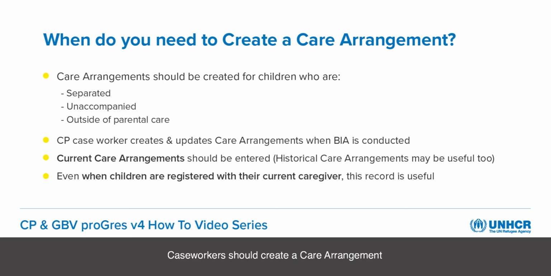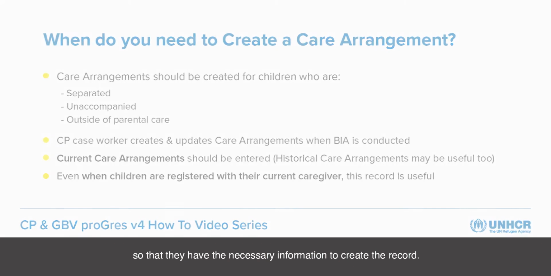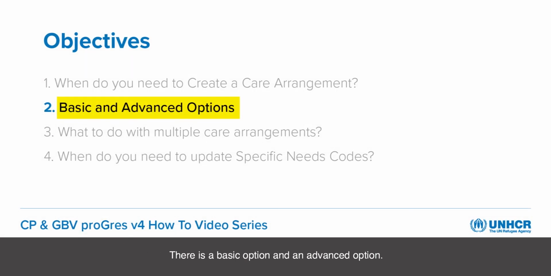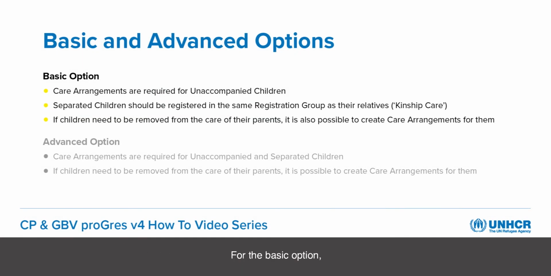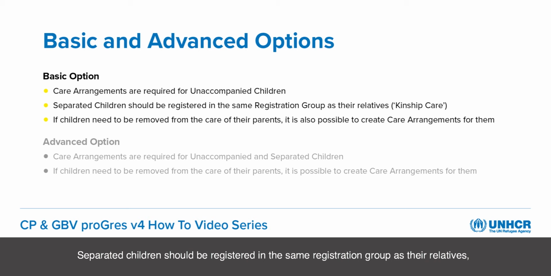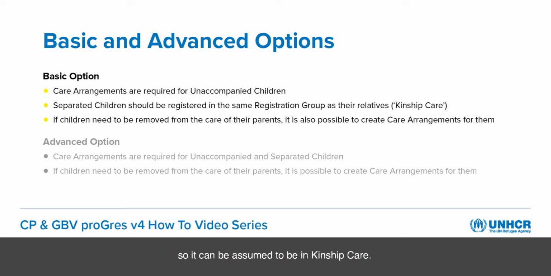Caseworkers should create a care arrangement after they have conducted a BIA for the child so that they have the necessary information to create the record. There is a basic option and an advanced option. For the basic option, care arrangements are usually only required for unaccompanied children. Separated children should be registered in the same registration group as their relatives, so can be assumed to be in kinship care. If other children need to be removed from the care of their parents, it is also possible to create care arrangements for them in order to keep track of this.